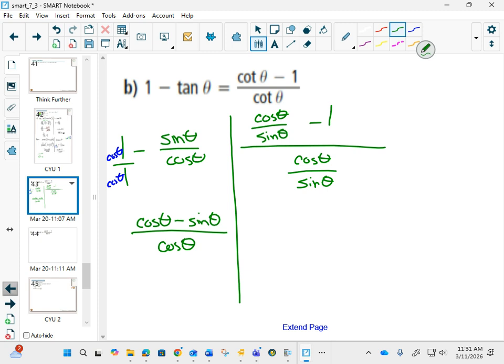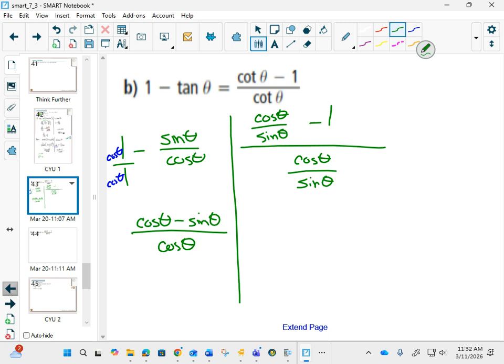On the right-hand side, I have fractions inside of fractions. The exam will love to make you work with fractions inside of fractions. So what do we do when we have fractions inside of fractions? We get a single fraction on the top and a single fraction on the bottom. And then when you have a fraction divided by a fraction, the rule is multiply by the reciprocal.